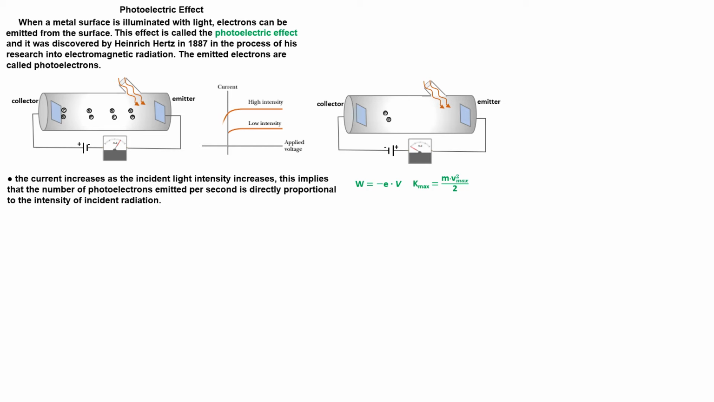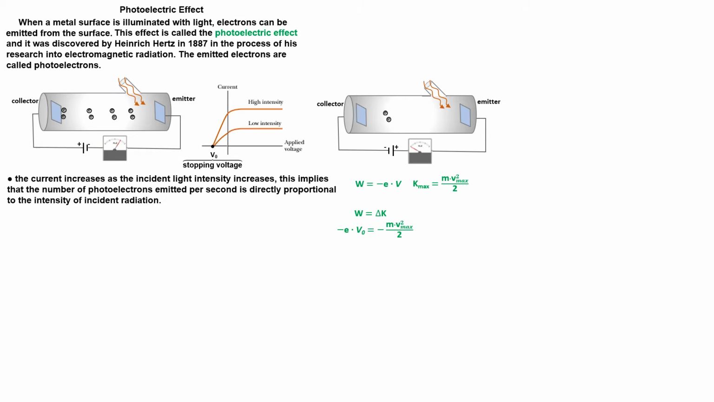The photocurrent is found to decrease rapidly until it drops to 0 at a certain sharply defined critical value of the negative potential V on the collector plate. This critical value of the negative potential is called the stopping potential, or stopping voltage, and from its measurement, the maximum kinetic energy of the photoelectron can be determined by using the work energy theorem.